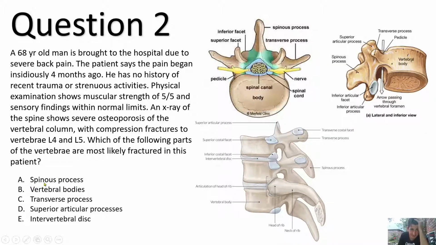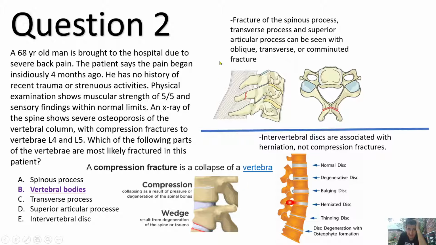But let's look at these other parts. Spinous process, so that's not going to be the compression fracture. Transverse process up here, no. And then we have superior articular process right here, superior facet, and right here, superior costal facet, and yeah, intervertebral disc. So what's going to happen there?